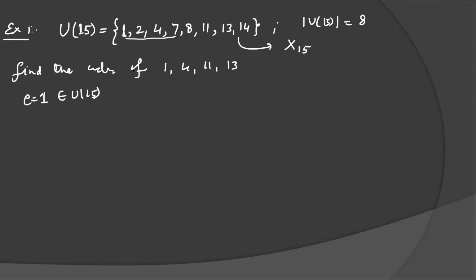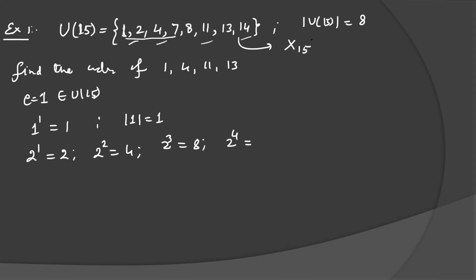Now we want to take powers of the elements, and the smallest power for which we get 1 is the order of the element. For 1 to the power 1, it is 1, so the order of 1 is 1. Let's check for 2. 2 to the power 1 is 2, no. 2 to the power 2 is 4, no. 2 to the power 3 is 8, no. 2 to the power 4 is 16, but if you divide by 15, because the operation is multiplication modulo 15, its remainder is 1. So you are getting the identity element. So the order of 2 is 4.